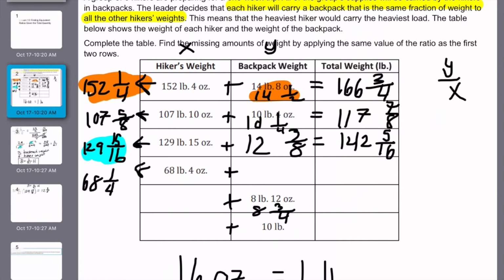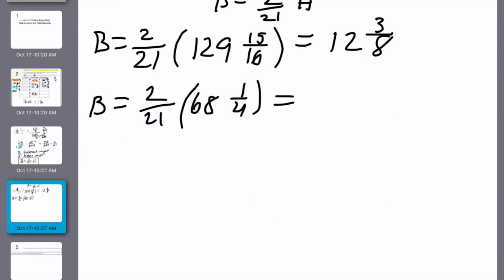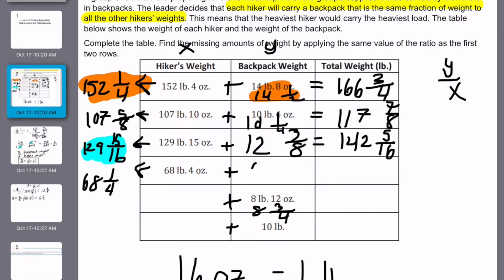I need to do the same thing for the next weight, 68 pounds, 4 ounces, or 68 and 1/4. So this is B equals 2 over 21 times 68 and 1/4. Flash forwarding again, that is going to be equal to, after I reduce and make it a mixed number, 6.5 pounds for the backpack weight. So I'm going to go ahead and write that in there, 6.5. So 68 and 1/4 plus 6.5, that ultimately comes out to be 74 and 3/4 pounds.